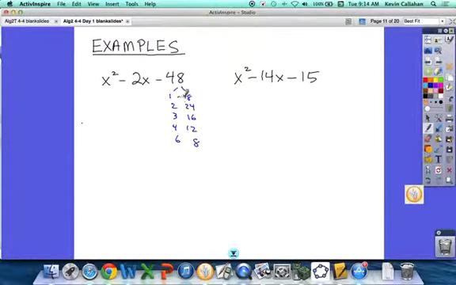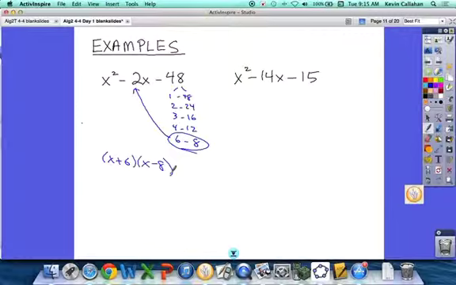So let me put minuses in front of all of these. Which one of those gives us -2? 6 and -8, right? Right there. 6 and -8 give you that. So this will be x plus 6, x minus 8. Okay, let's do the next one.